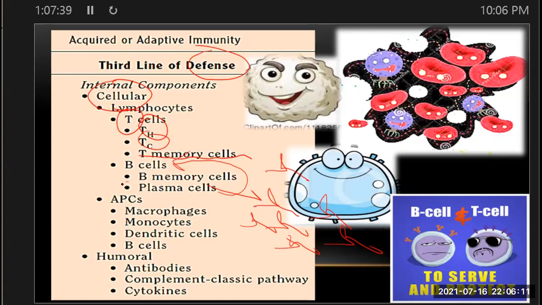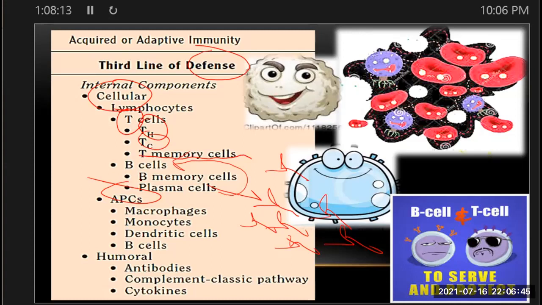Next, we have the APCs, or antigen presenting cells. Why, you might wonder, what's the use of such cells? These cells are responsible for capturing the antigens, and after capturing, they will digest them. The antigen would then be fragmented, and those fragments will be presented by the APCs to the T cells by using MHCs, or your HLA molecules, or your major histocompatibility complex molecules.